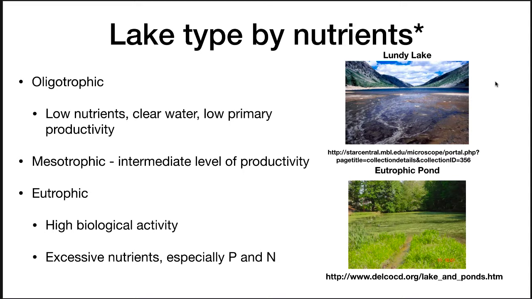A mesotrophic lake has an intermediate level of productivity, and a eutrophic lake has high biological activity. And here is a eutrophic pond shown here, and you can see it looks kind of scummy. It has high biological activity. There's excessive nutrients, especially phosphorus and nitrogen.